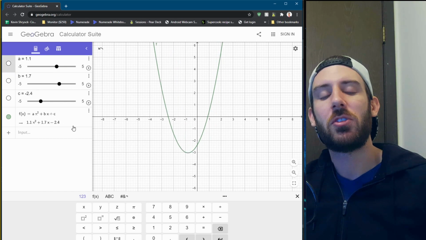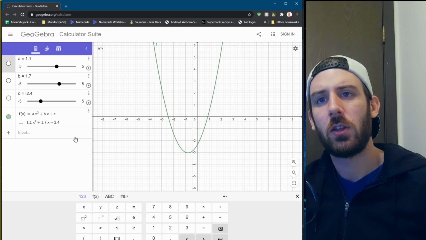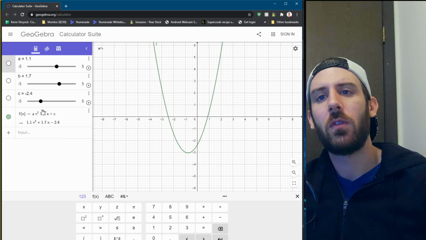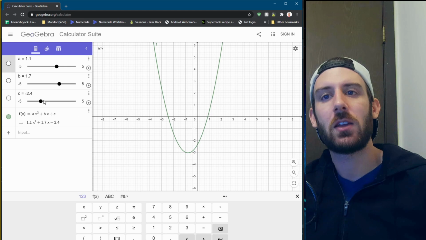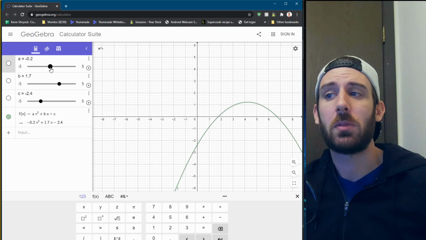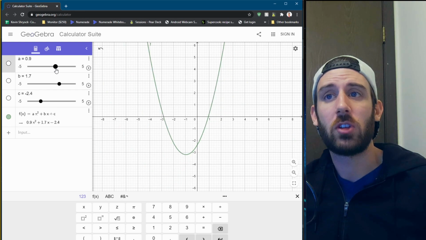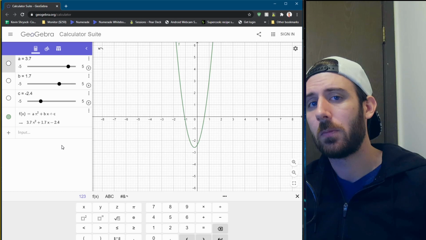But one thing you'll always notice is that the shape is this U-type shape. That's the result of all of these different kinds of equations. ax squared plus bx plus c gives us some kind of U-shape. It could be a U-shape that's quite flat. It could be a U-shape that is upside down. It could be a U-shape that's incredibly skinny. But it's always going to be this kind of U-shape.